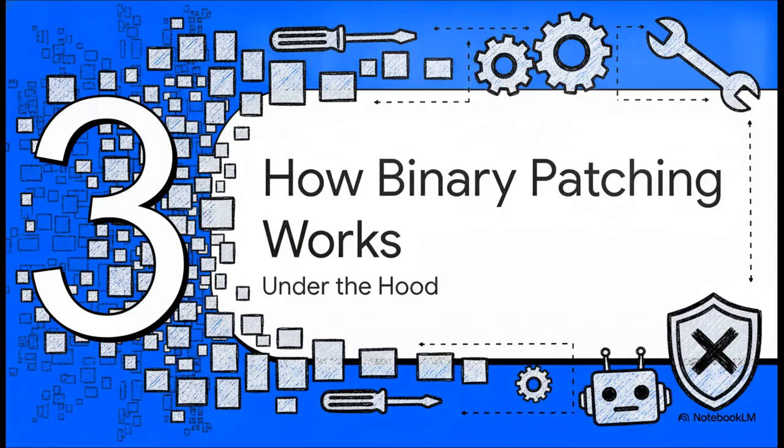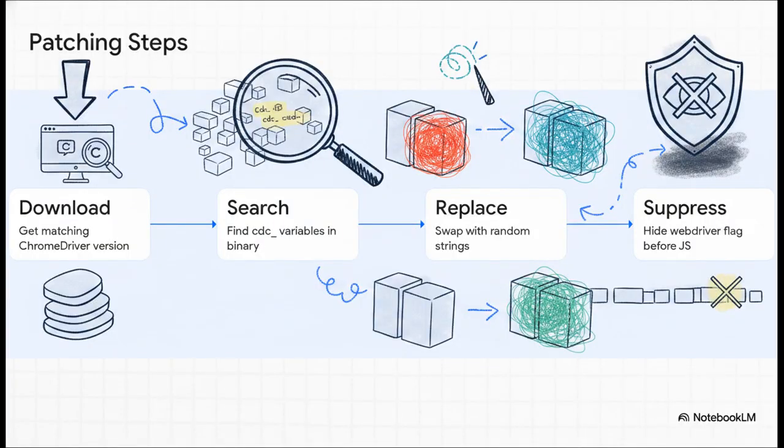Section 3. How binary patching works. Under the hood. Let's peel back a layer and see exactly how this low-level binary patching executes step by step. First, the library downloads the exact correct ChromeDriver for your currently installed Chrome version. Second, it searches the raw binary code, hunting for those hard-coded telltale cdc_ variables we just talked about. Third, it replaces those variables with random strings of the exact same length.